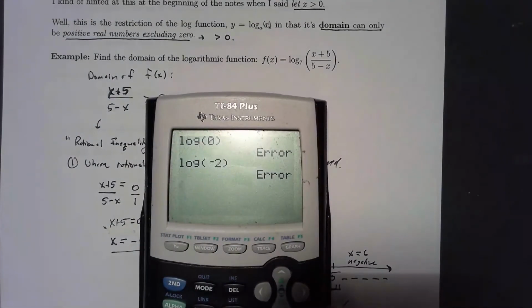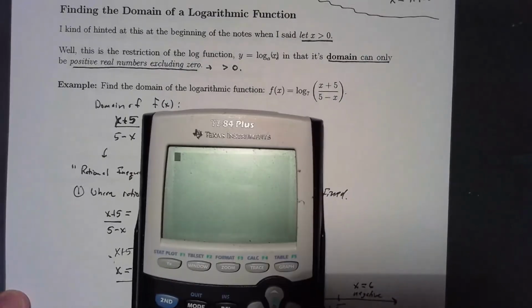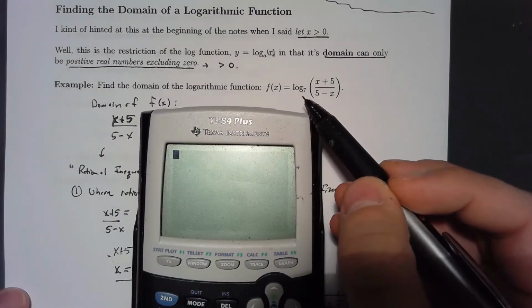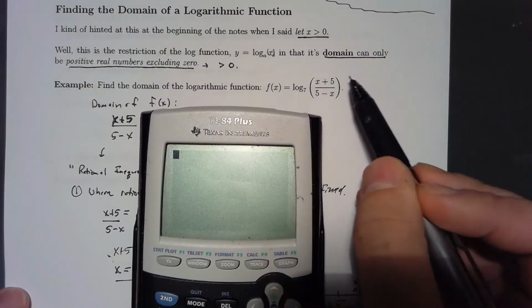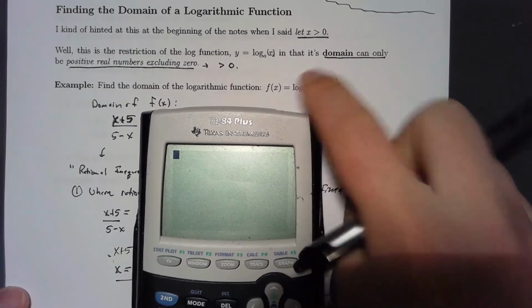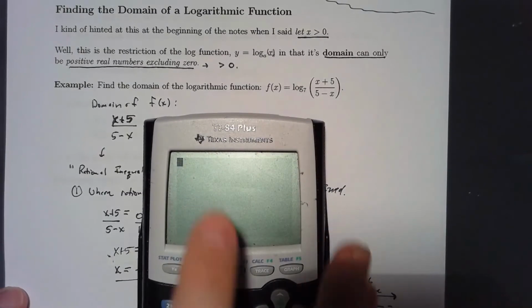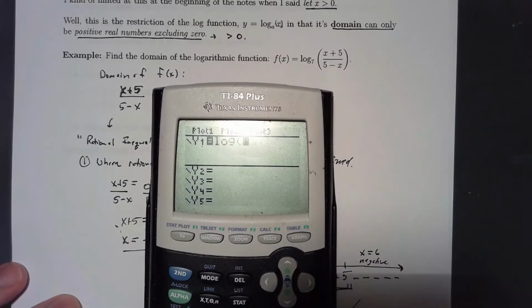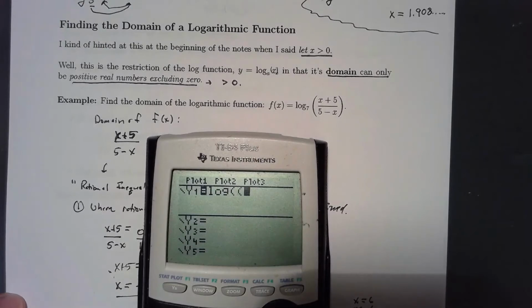If you were to, you know, let's just imagine that this is log of base 10. All right, the base here is irrelevant for the domain. The domain is everything that goes into the function. The base is irrelevant. Let's just imagine that this is log of base 10 because our calculator only deals with base 10. So let me go into y and type in log of quantity x plus 5 divided by quantity 5 minus x. Close that off. Close off the function.